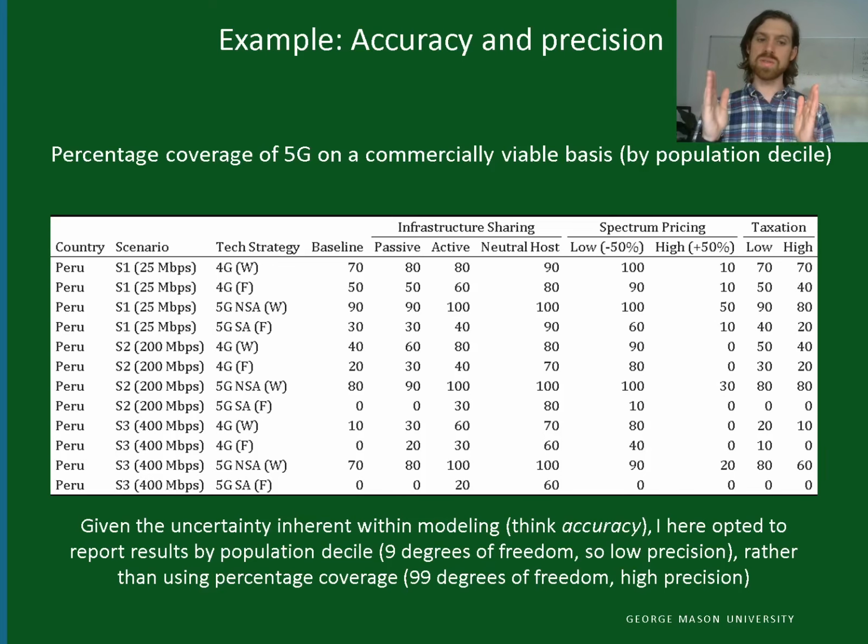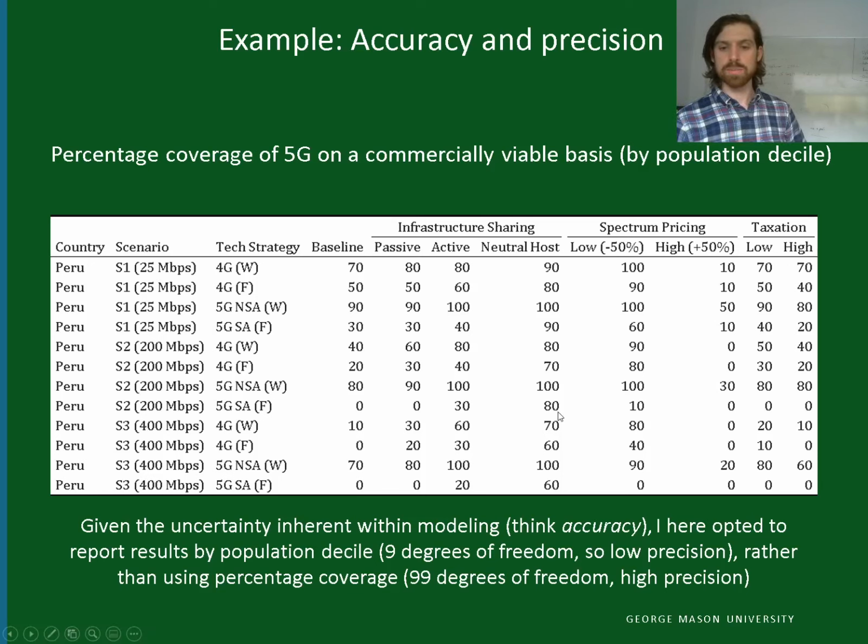So I've just used these 10 different variants. I report down here at the bottom that the uncertainty inherent within the modeling process, so think about the accuracy, is high. Here I've opted to report the results by decile rather than as percentage coverage. If I used a percentage coverage, there could be 99 degrees of freedom. That's quite precise, or quite a large number of degrees of freedom, whereas the decision that I chose was only 9 degrees of freedom. So it's quite low precision.